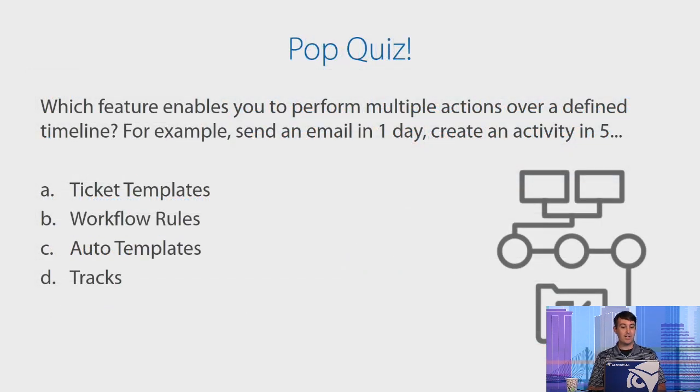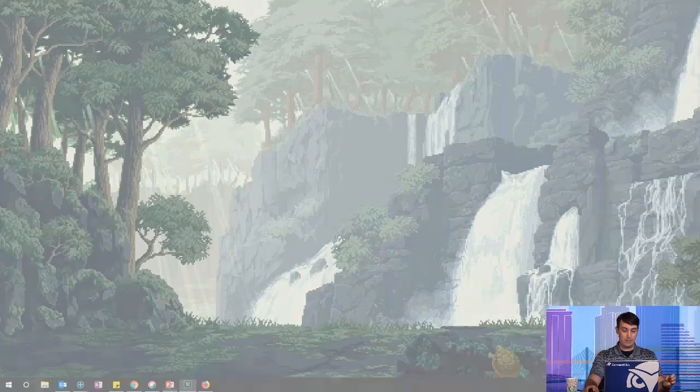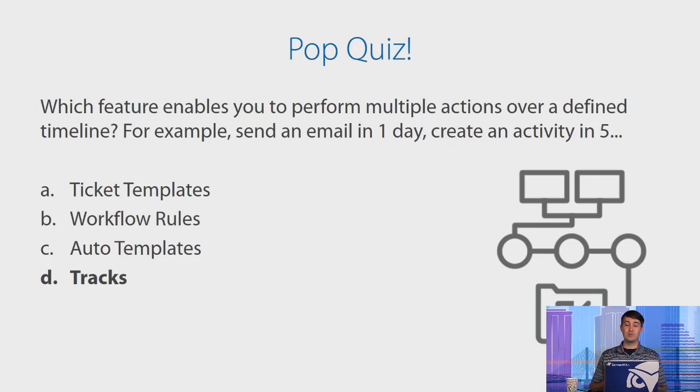All right, which feature enables us to perform multiple actions over a defined timeline? For example, sending an email in one day, creating an activity 5 days later. Let me see what you guys think in our answer pod. You guys are doing much better on this Q&A. Nice and quick. This one is going to be D, tracks.